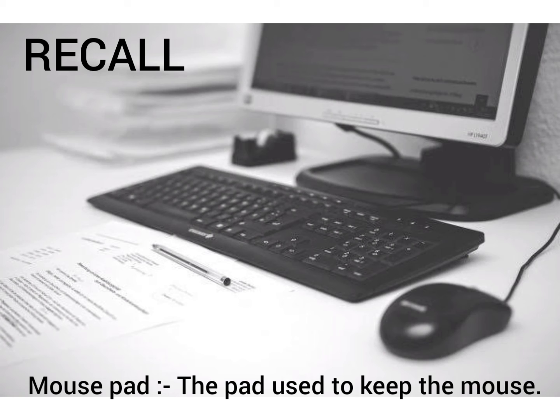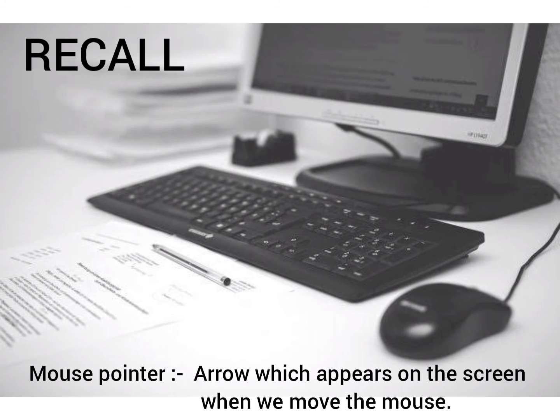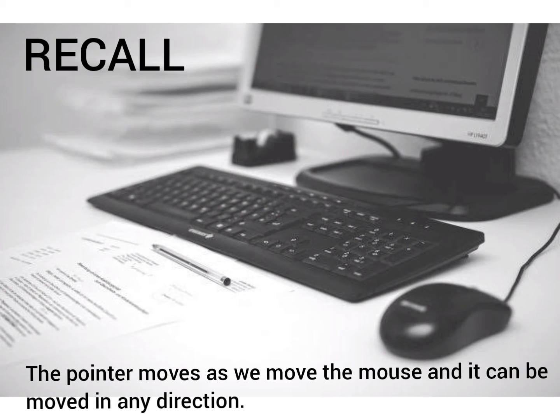Then we have seen what is a mouse pad. It is a pad on which we keep the mouse. It is called mouse pad. We use it to provide a smooth surface when we move the mouse. Then we have seen what is mouse pointer. So when we move the mouse, an arrow appears on the screen and it is called a mouse pointer, and the pointer moves as we move the mouse and it can move in any direction.